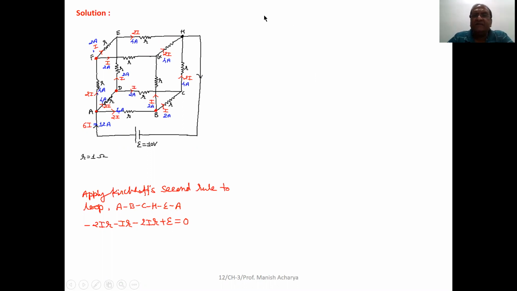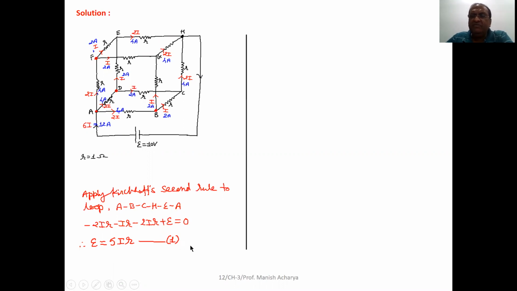Now clear this algebraic summation of the potential differences. Here minus 2IR minus IR minus 2IR, that is resultantly minus 5IR. Take it on the right hand side, so we can write E equal to 5IR. Say this is equation number 1.